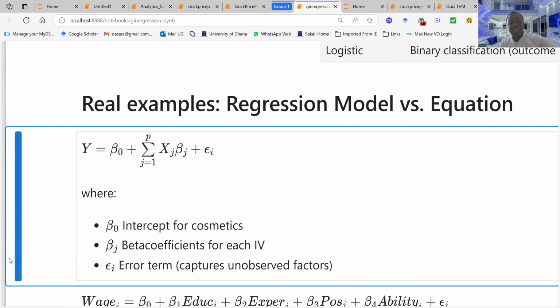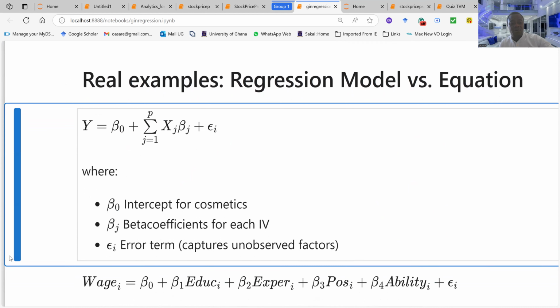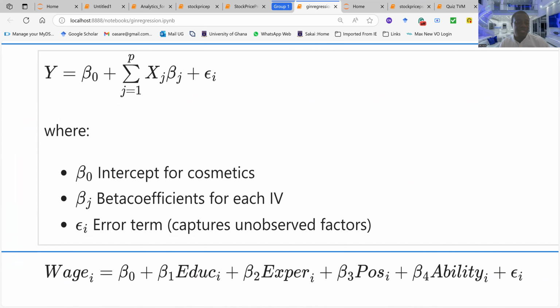So let's look at practical examples. Okay, so this is a practical example of a regression model. This is known as a specified regression equation. Please take note. A specified regression equation, I've asked this as an exam question. A specified regression equation is not the same as an estimated regression model. Let me repeat. A specified regression model is not the same as an estimated regression equation.